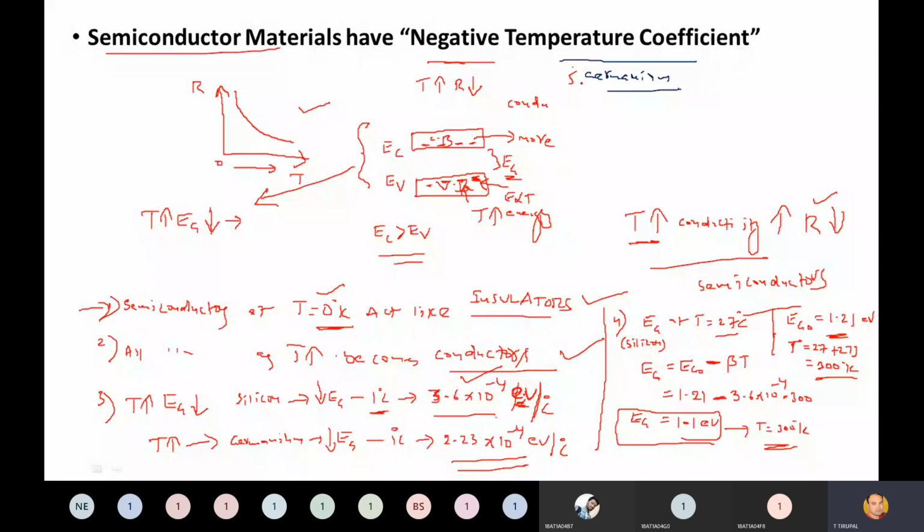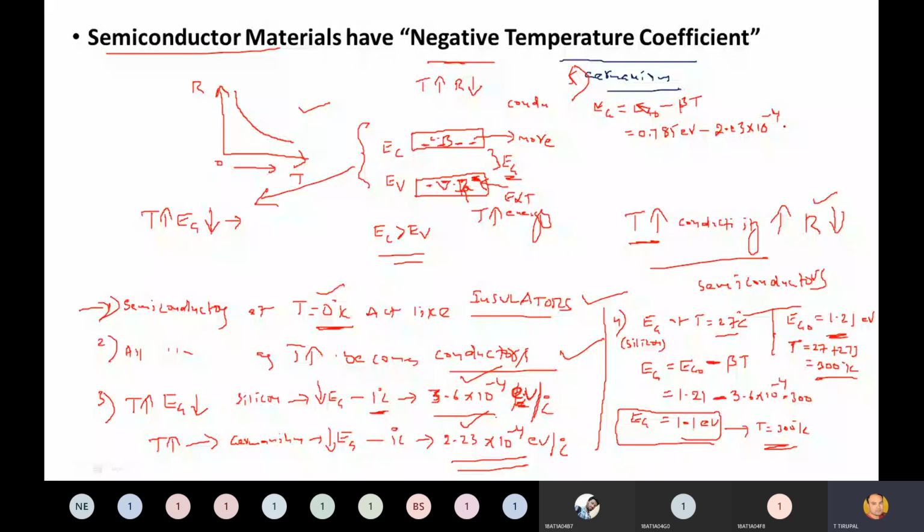What is Eg naught? 0.785 electron volts. Please do remember, Eg naught of germanium is 0.785 electron volts. Beta, how much has the energy gap decayed? It has decayed by 2.23 into 10 power minus 4, into capital T, which is 300 degree Kelvin. So find the answer.